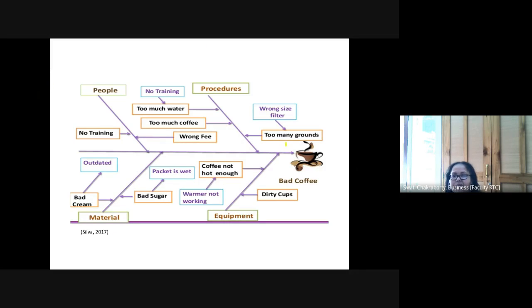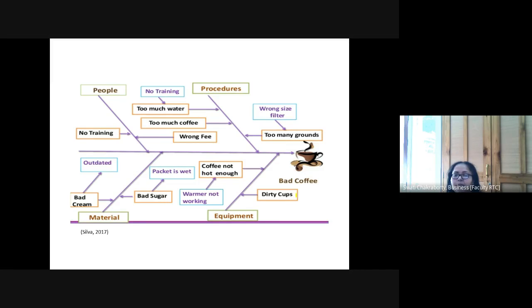Now, in the procedure, what is there? Too many grounds. Why? Because of the wrong filter size. Too much coffee, too much water was there. Why? Because of no training. For people, no training and salary. It's not given properly. That's why they didn't work. Materials could be bad cream. Why? Because it's outdated. Bad sugar, another problem, because the packet is wet.